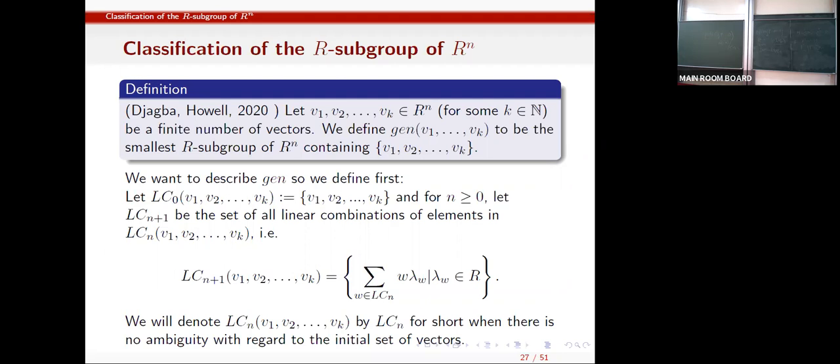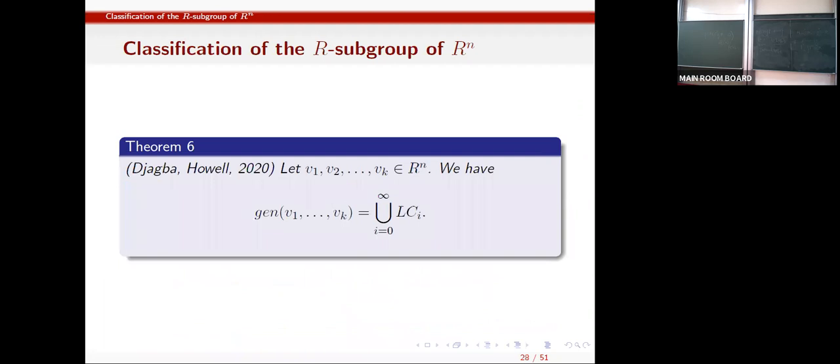To characterize that, we start by defining some sets of linear combinations. We define LC0 of V1 up to Vk to be the initial set, if we start with some specific set of vectors. And then LC1 is the set of linear combinations of vectors in LC0. LCn plus 1 is the set of linear combinations of vectors in LCn. So we define this as an increasing sequence.